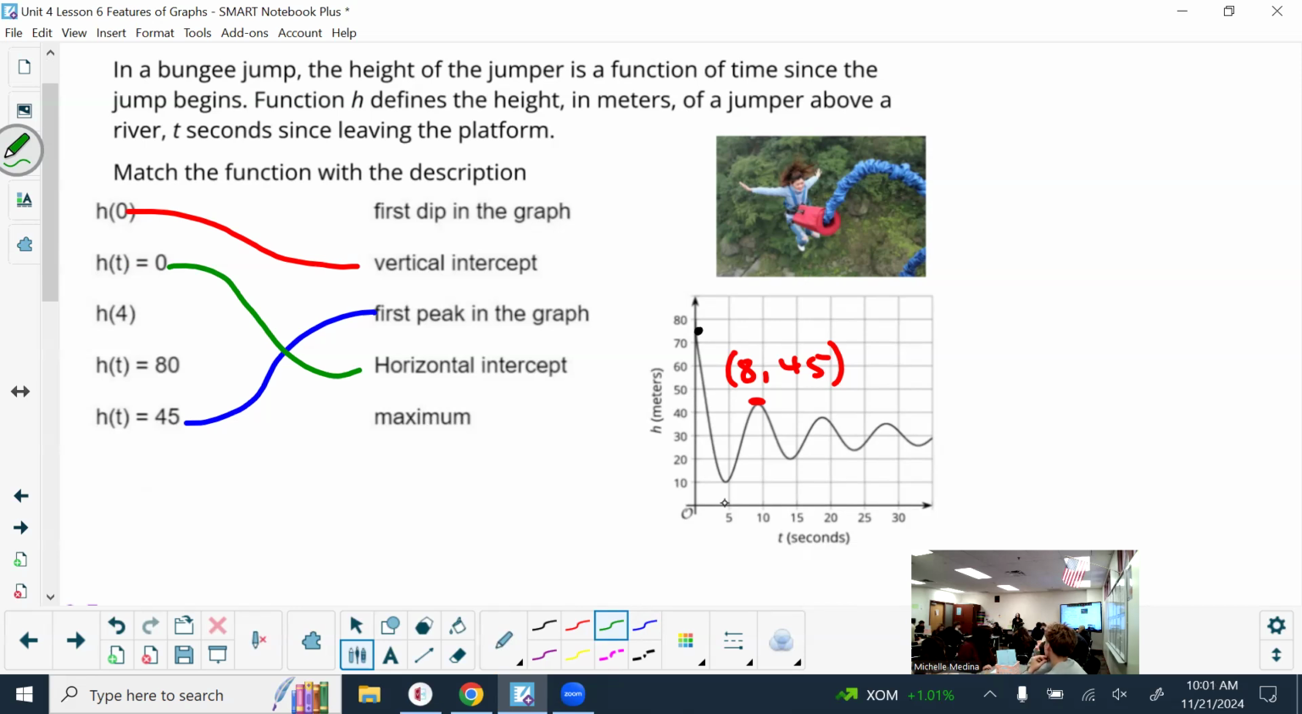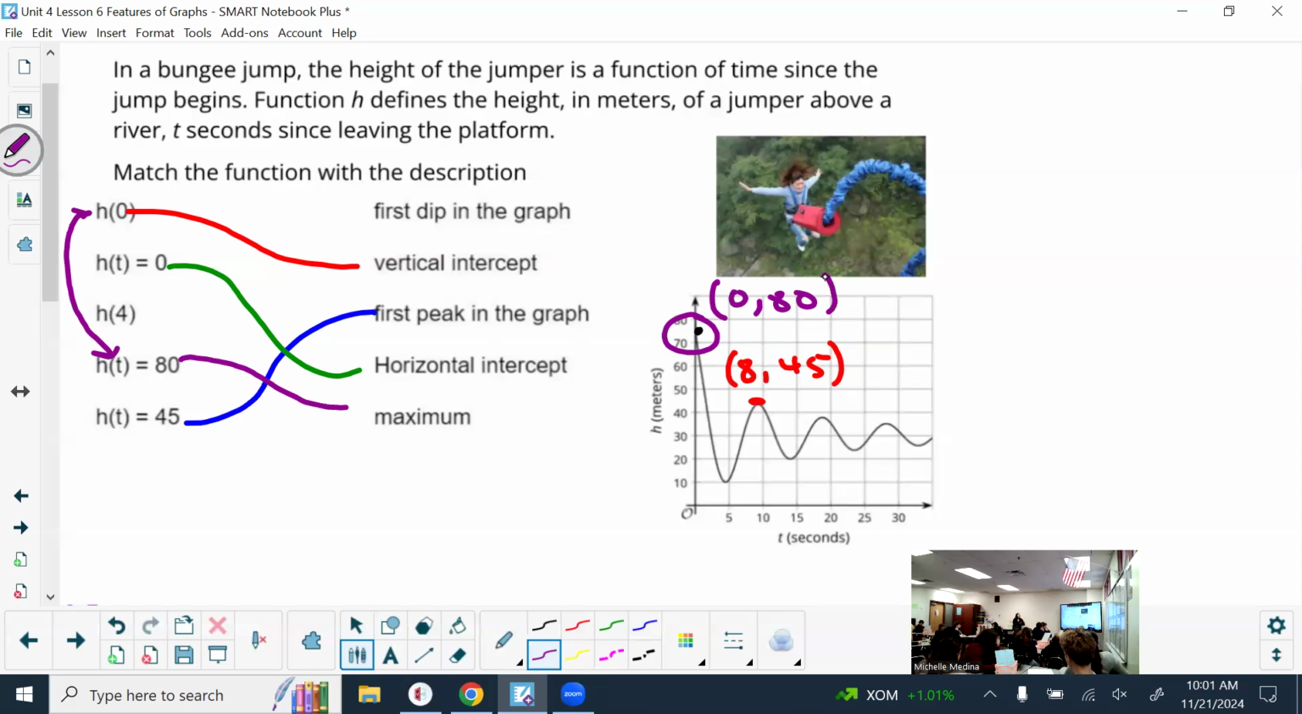Table 7, actually. I have 2 left. All right, so this one where the x is 0, so let's just label that coordinate. 0, 80. I think these two can honestly be interchangeable. If you match these with vertical intercept or maximum, you're not wrong. It's the same point.